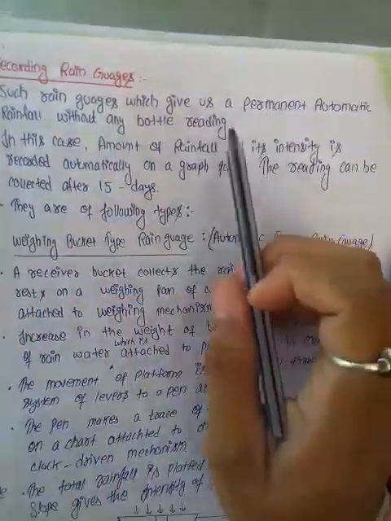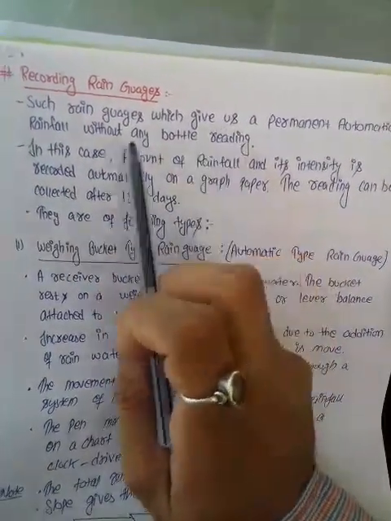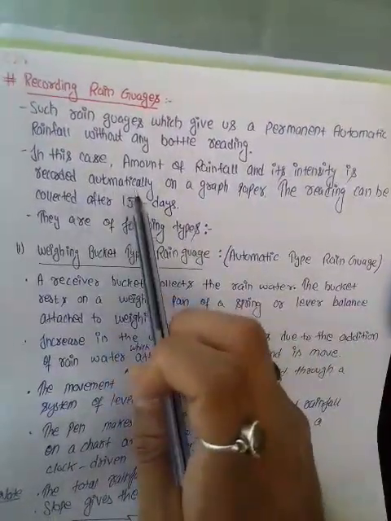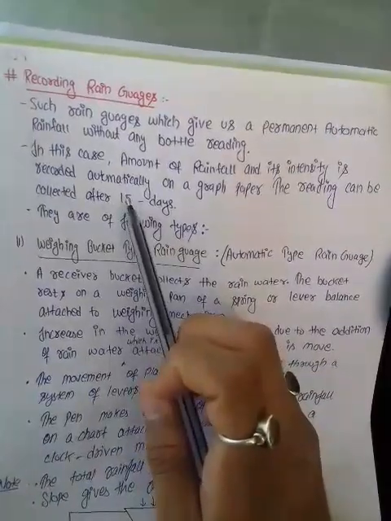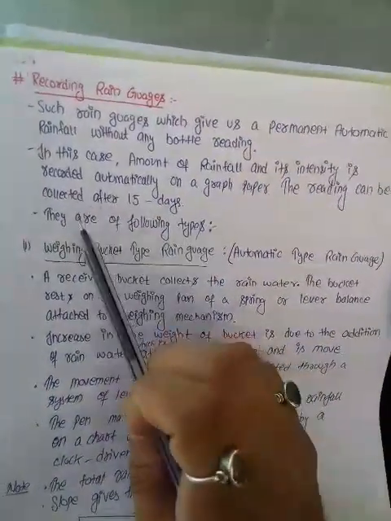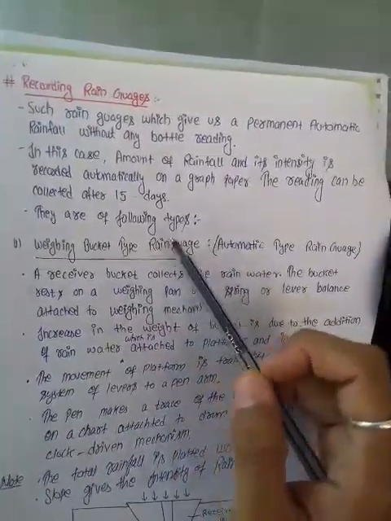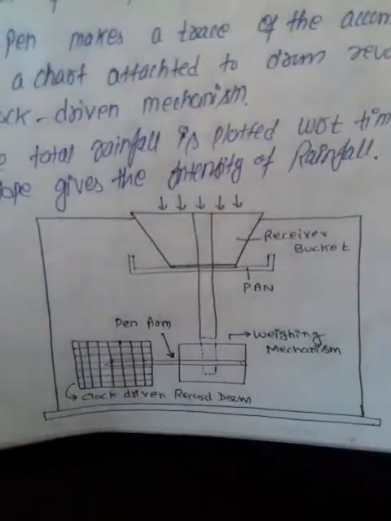Such rain gauges give us a permanent automatic rainfall record without any bottle reading. In this case, the amount of rainfall and its intensity is recorded automatically on a graph paper. The reading can be collected after every 15 days. They are of the following types. The first one is the weighing bucket type rain gauge. It is also known as the automatic type of rain gauge. I will show you the figure.